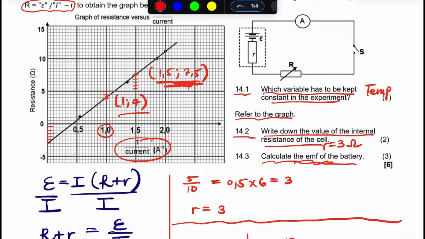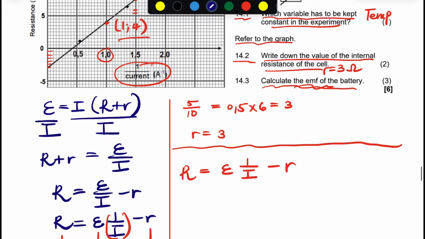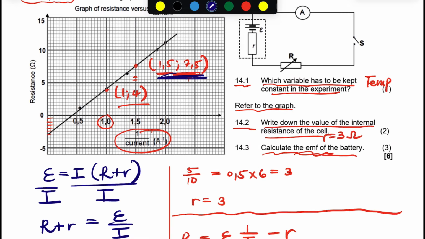So I'm going to substitute these points, right? I'm not going to waste time and show you. This point here, it's 1 is to 4, and this point here, it's 1.5 is to 7.5. Guys, those are the points there. So I'm going to use this one, right? Using that one, I'm going to substitute my y. My y is 7.5, and then E, that's what I want. And then remember, this is 1 over I.